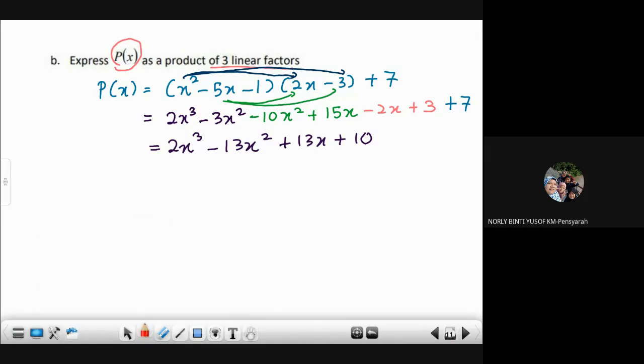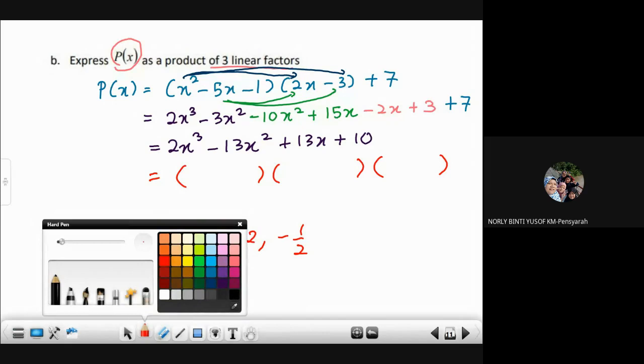Okay. Lepas tu nak jadikan produk S3 linear factor kan. So 3 factor, siap-siap buat kurungan. Lepas tu boleh guna calculator, masukkanlah A2, B negatif 13. Tapi kena ambil polinomial tu degree 3 ya, sebab ni kuasa 3. A2, B negatif 13, C 13, C 10. Nanti tekan kat kalkulator akan dapat 5, 2, negatif setengah.